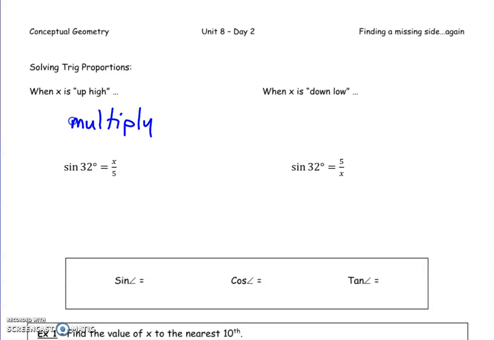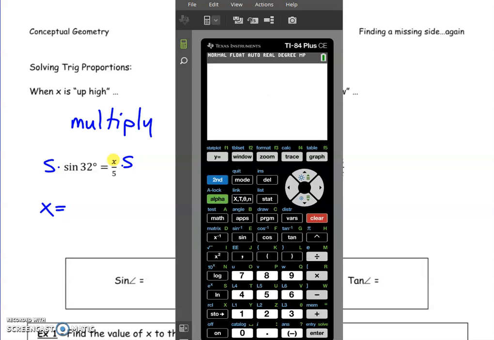multiply. So my x is up high in that fraction, which means we are going to multiply both sides of the equation by whatever's underneath. So I'll do times 5 times 5. And then just a quick reminder, I'll pull up the calculator. Here's how we put that into the calculator. You just type in 5 sine 32, exactly the way you see it. Hit enter. Nearest tenth, 2.6.